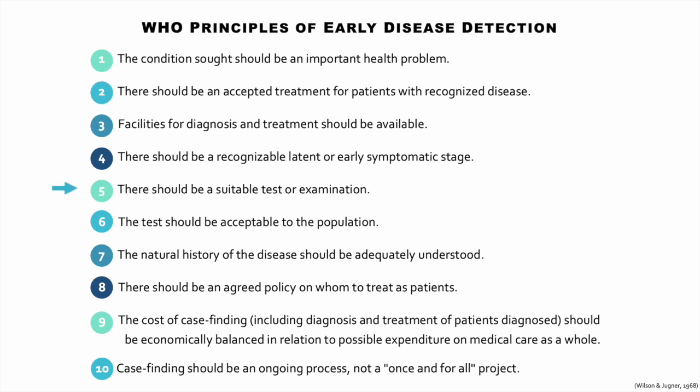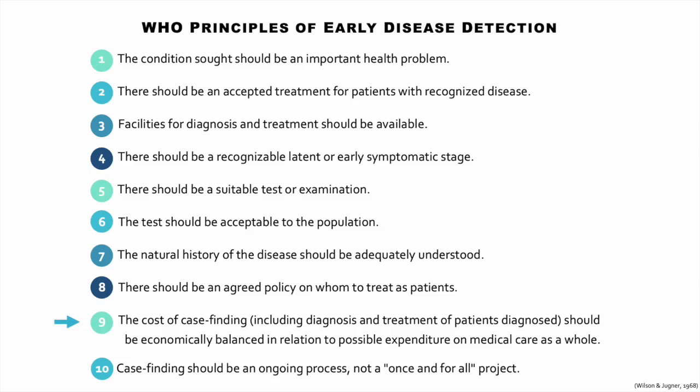There needs to be a suitable test or examination for the condition, which needs to be acceptable to the population. And the natural history of the condition, including development from latent to declared disease, needs to be adequately understood. There needs to be an agreed upon policy on whom to treat as patients. For some conditions, it isn't straightforward what counts as disease and what doesn't, but this needs to be clarified before undertaking a screening program. The cost of case finding, including diagnosis and treatment, should be economically balanced in relation to possible expenditure on medical care as a whole.